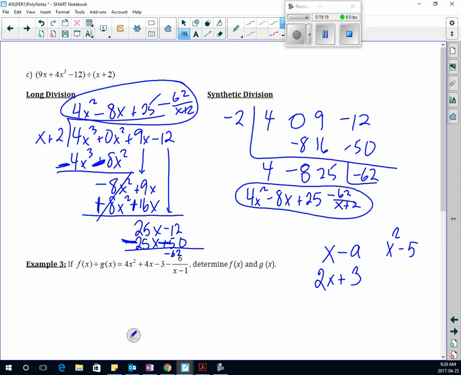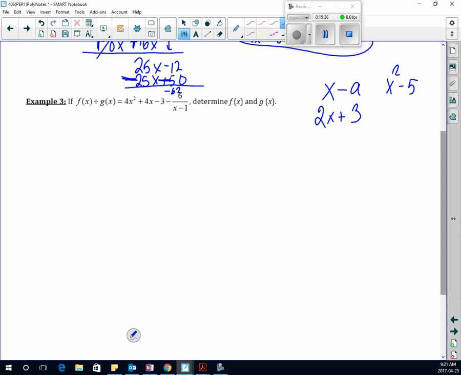So then you have to do long division, right? Okay, so you need to practice your long division, because synthetic doesn't work for all. Okay, let's move on to example 3, our last example, right?